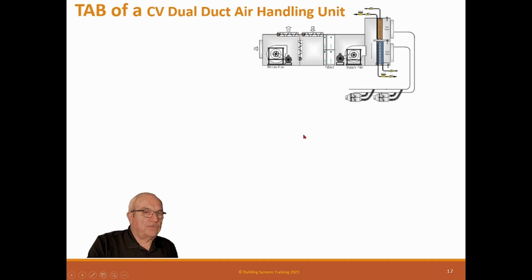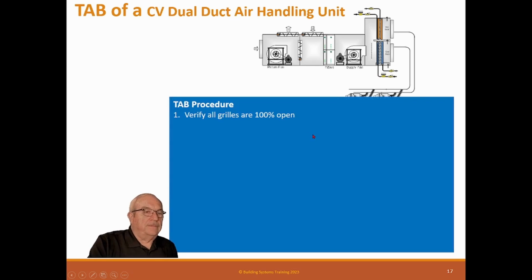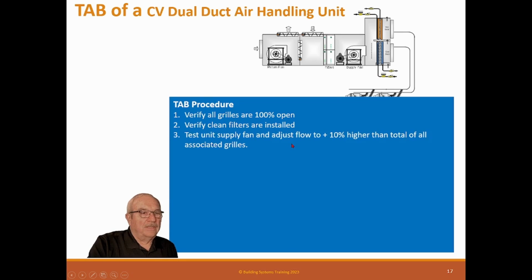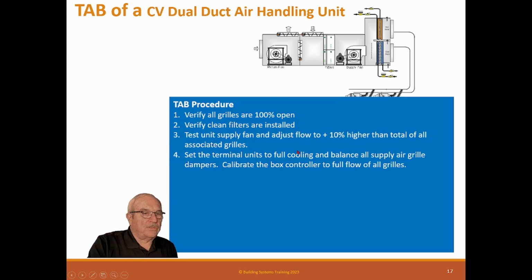Monitor the room temperature. So now we're going to talk about balance. Guess what the first item is? Right. All dampers 100% open. Filters are clean and installed. Testing the unit to make sure it works. Set the terminal unit to full cooling. Set all terminal units to full cooling and balance the supply air grill dampers.